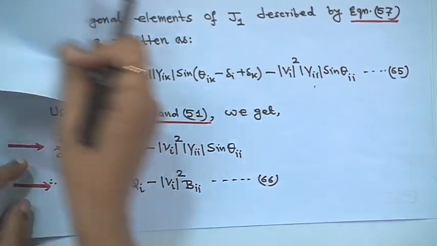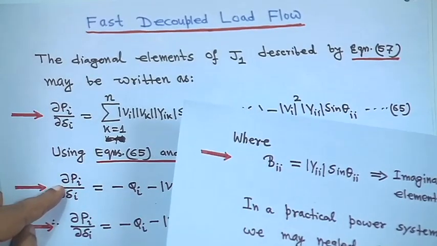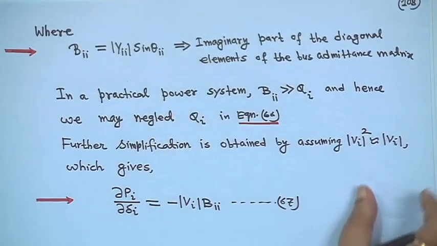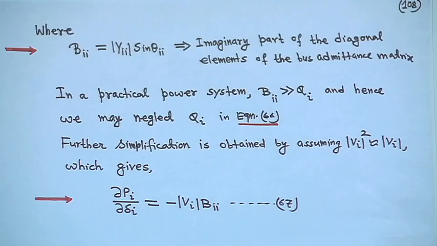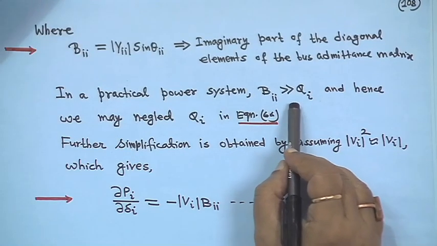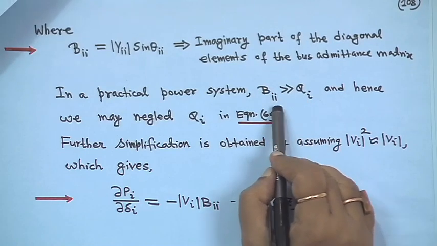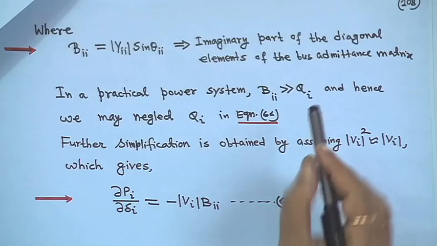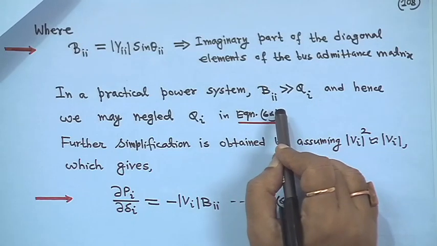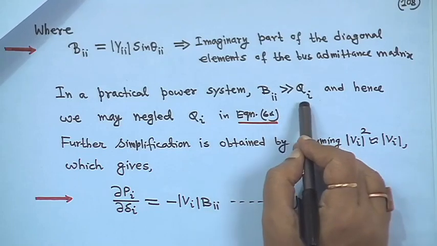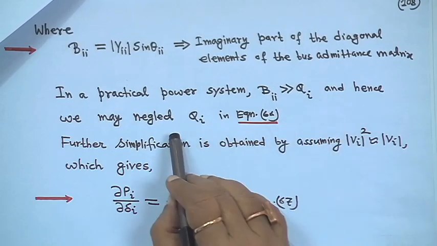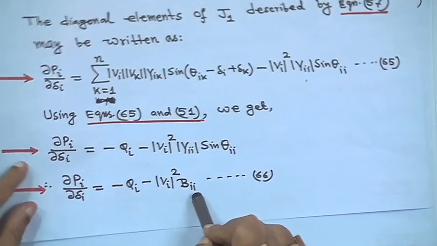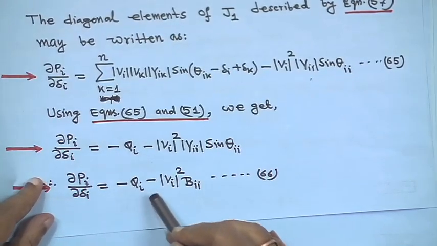That means fast decoupled load flow involves several approximations. Then B II is equal to Y II sin theta I, that is the imaginary part of the diagonal elements of the bus admittance matrix, that is capital Y. In a practical power system, B II is much greater than Q I. Remember this is in per unit values. When Y is in per unit and Q also is in per unit, at that time you will find that B II is much greater than Q I, and hence we may neglect Q I in equation 66. That means in this equation you drop Q I.